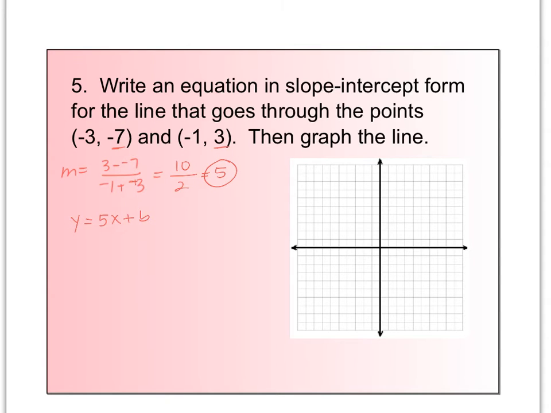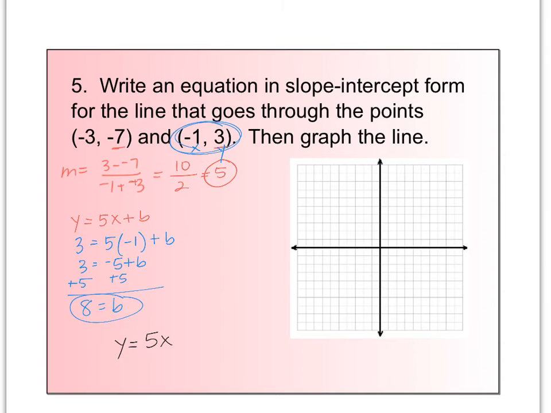Now I pick one of the points. It doesn't matter which one. I think I'll go with this one because it's got smaller numbers. So remember, x is first, y is second, so y is 3. So I'm going to go 3 equals 5 times -1 plus b. I plug in that -1 for x. So this is 3 equals -5 plus b. Add the 5. 8 equals b. Now I can write the equation for the line. y equals, the slope is 5, so 5x, y-intercept is 8, plus 8.